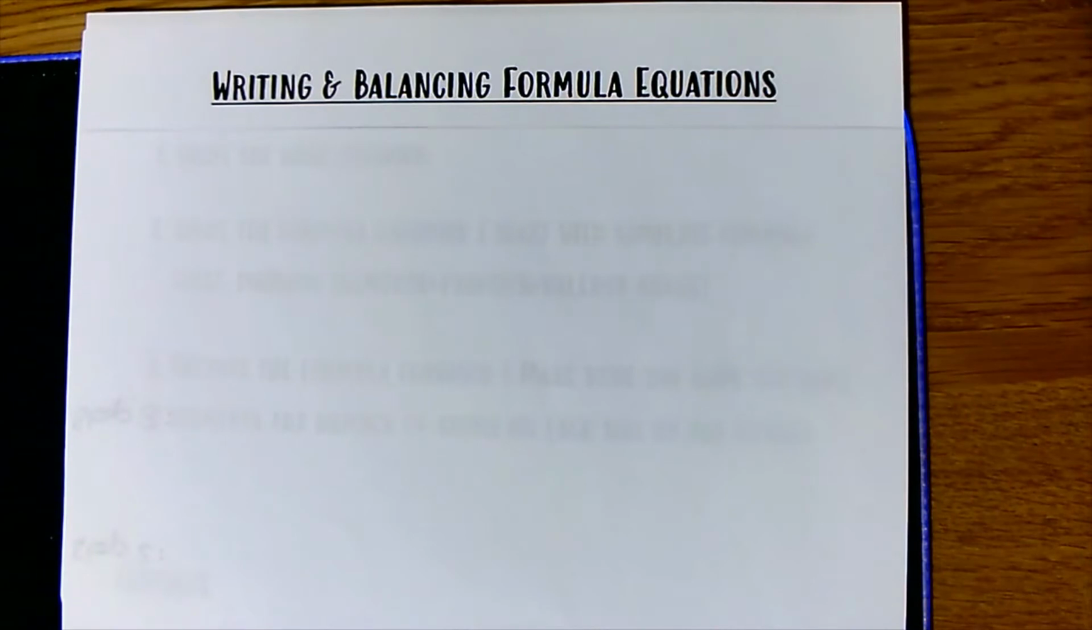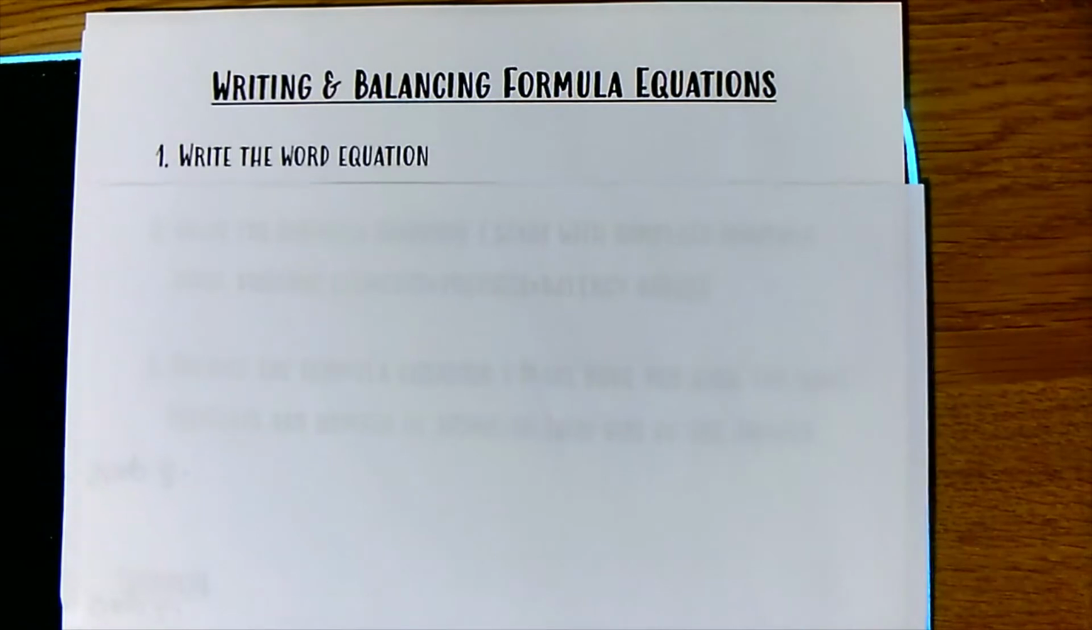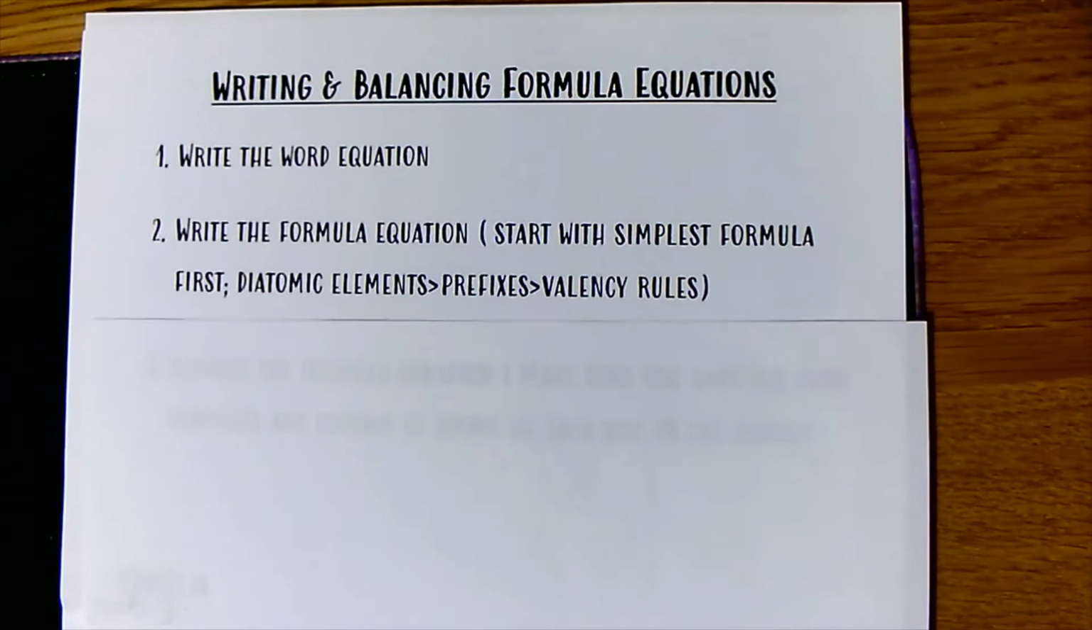In this video, we are going to discuss how to write and balance formula equations. So I do this as a 3-step process. The first thing I do is I look at the paragraph of information I've been given and I focus on writing the word equation. Once I'm sure that my word equation is correct, I move on to step 2, where I write the formula equation.